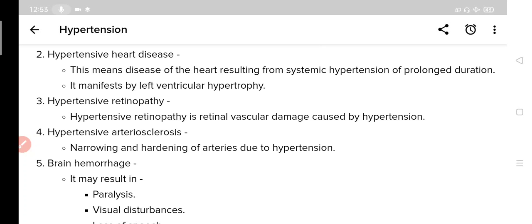Then next point in heart disease due to hypertension is hypertensive retinopathy. Hypertensive retinopathy is retinal vascular damage caused by hypertension. In this, the blood vessels in retina of the eye are damaged due to hypertension. This is called hypertensive retinopathy. Then third and last in cardiac effect is hypertensive arteriosclerosis, that is narrowing and hardening of arteries due to hypertension.